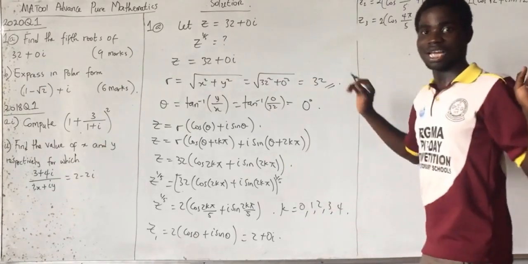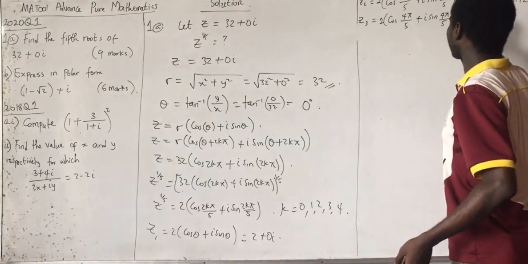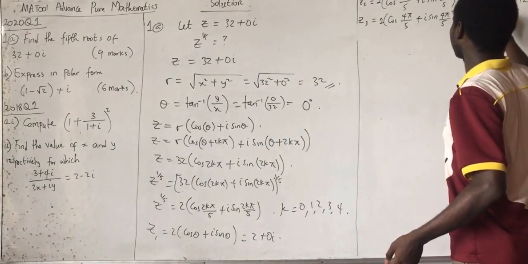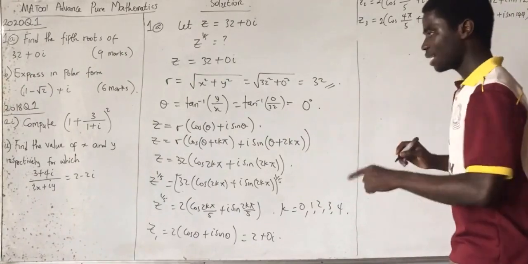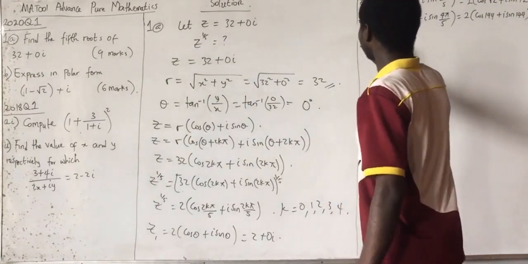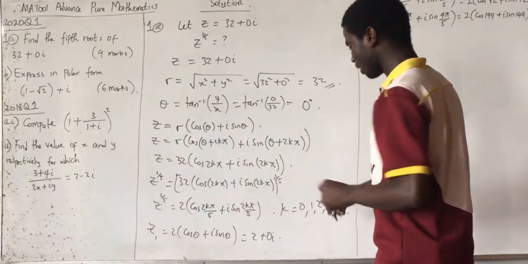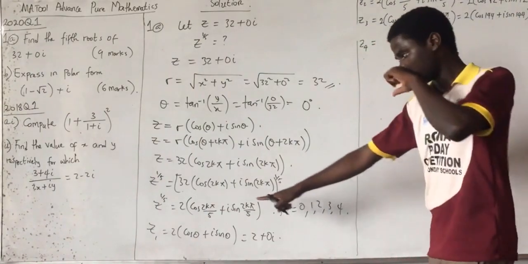You can leave your answer this way as I've said earlier, or you can evaluate further and say 2 cos 144 plus i sine 144. Then the fourth one, Z4. Z4 is when k is 3. Put k to be 3. So you put 3 here.